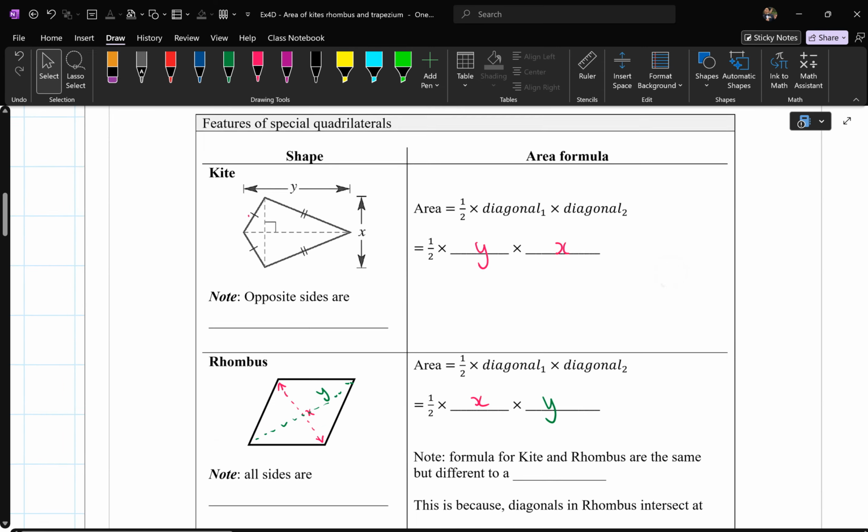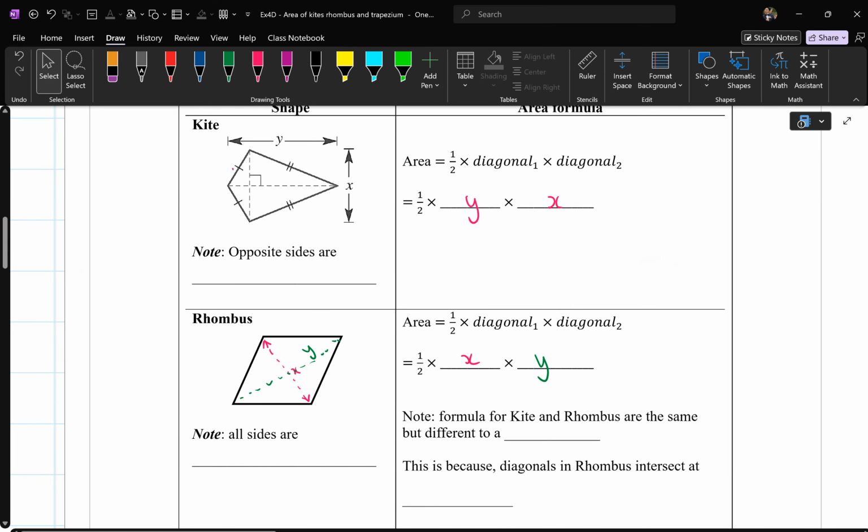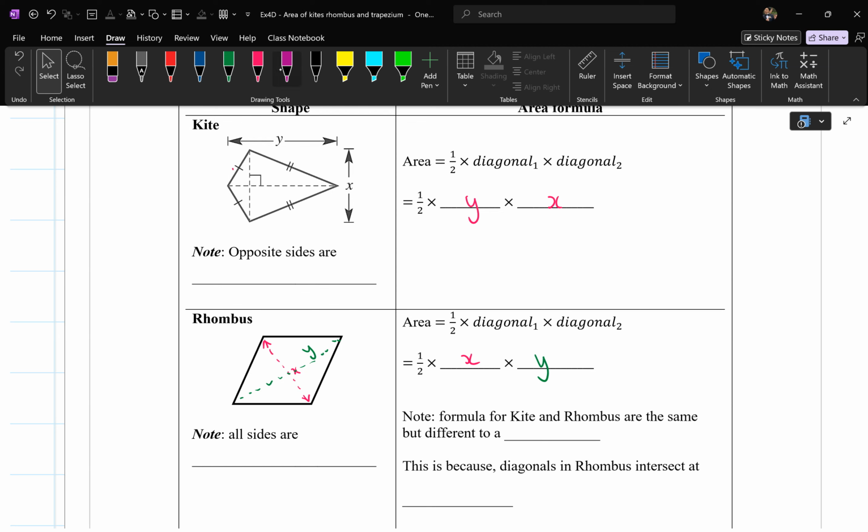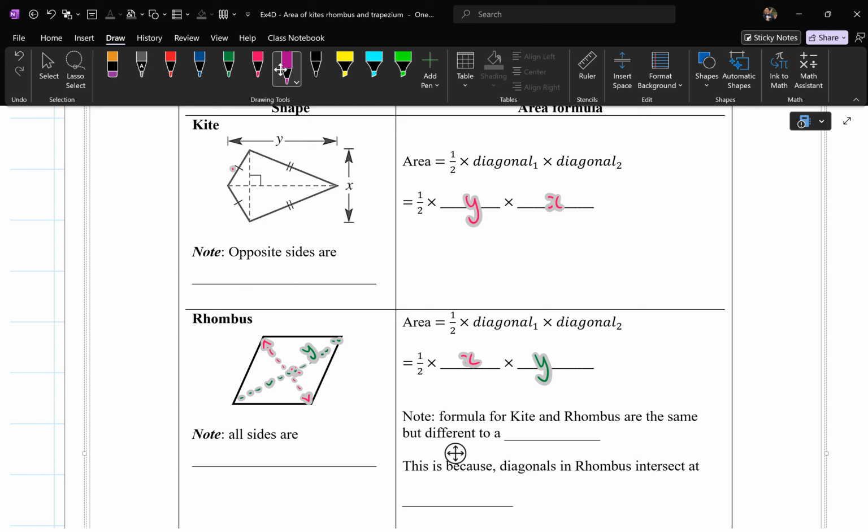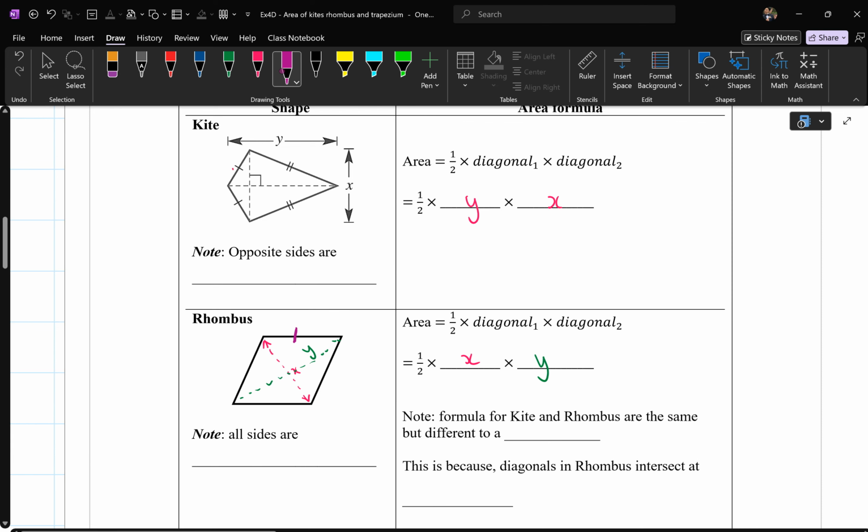Now, though the areas are the same, they're actually different shapes, and a lot of students mix up the rhombus and the kite. So the symbols matter here. How do you know when you have a rhombus and a kite? Well, it's in the dashes. A rhombus is like a square, but tilted, so all the sides must be the same. We show that with a dash on each side, so all four sides have equal length.